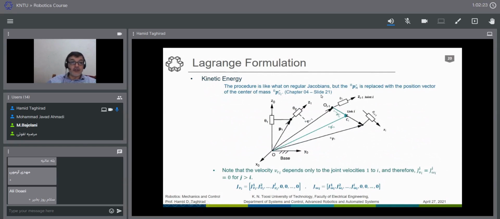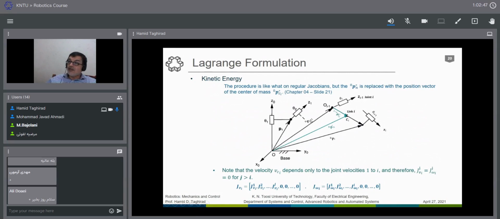So finally, exactly as what we did in chapter 4 and slide 21 for a conventional Jacobian, just replace P star n with PCI with respect to 0 if you would like to find the velocity with respect to 0. And if you don't want to find it from 0, you can treat it with respect to any frame J. But we usually do it with respect to 0.